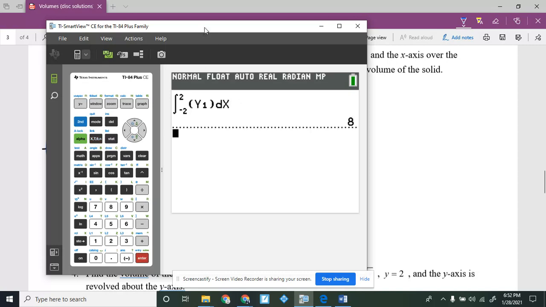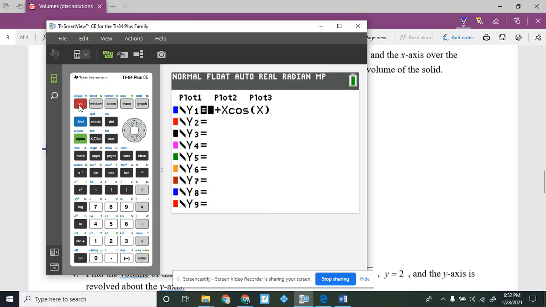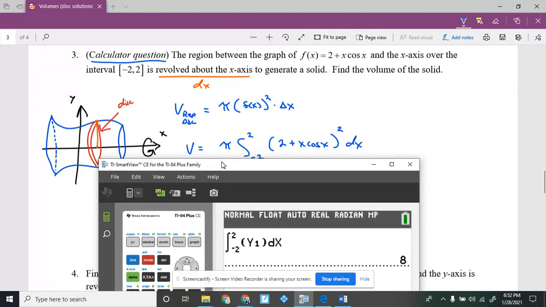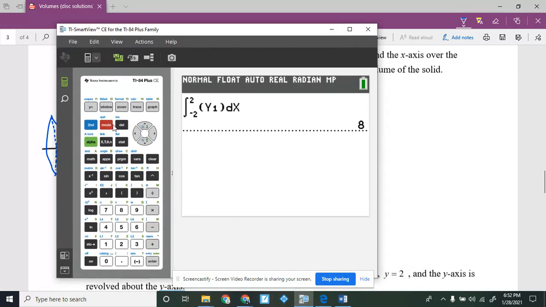And hopefully you're saying no, because in y equals, you just have the function. You have 2 plus x cosine x, right? And that's not what I'm integrating, right? So what is it that I'm integrating? I'm actually integrating the function squared. So no big deal. You can go ahead here, do second enter, and then just come over here and blam.